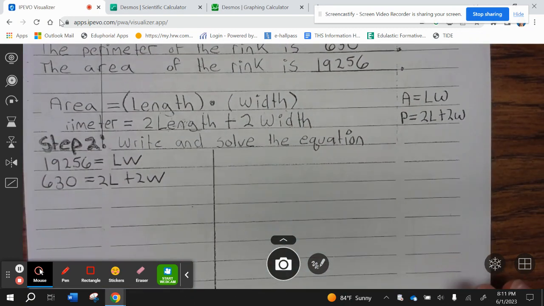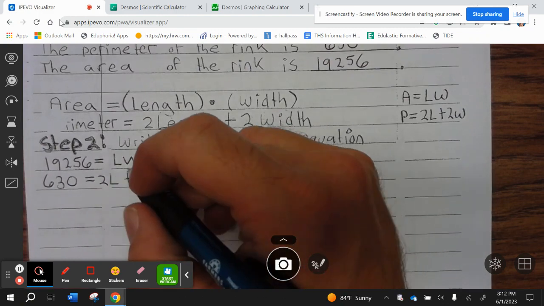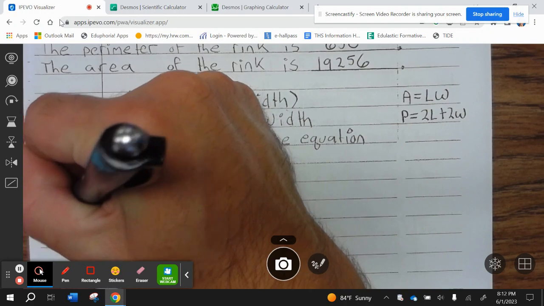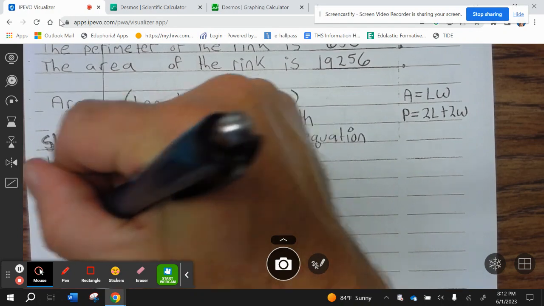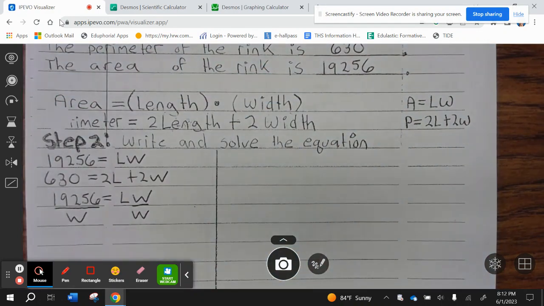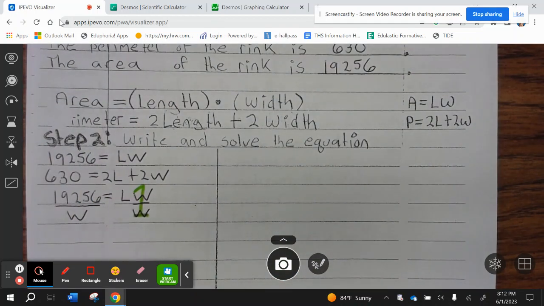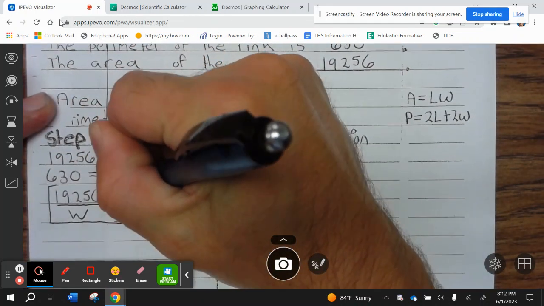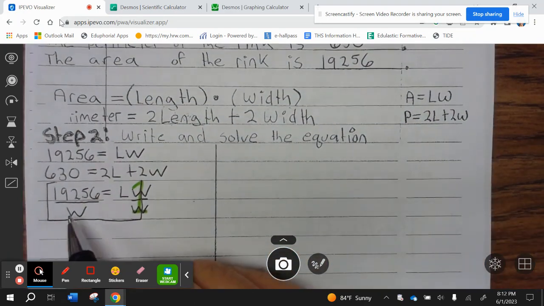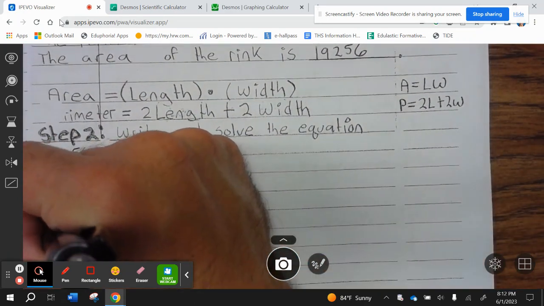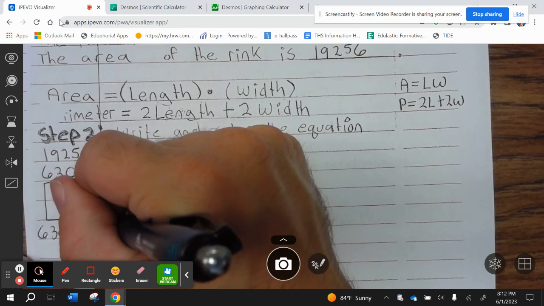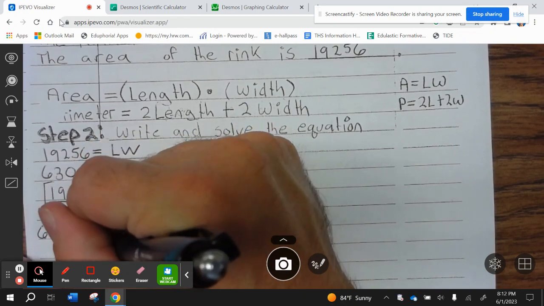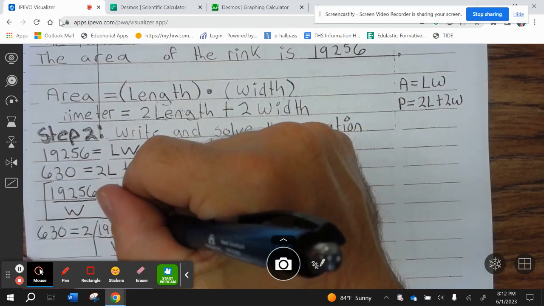Last time we solved for W and found L. This time we're going to solve for L and find W. So we're going to take 19,256 equals L times W, and divide both sides by W. This divides and becomes 1. So length equals that. We're going to plug that into here. So that's 630 equals 2 times 19,256 divided by W plus 2W.